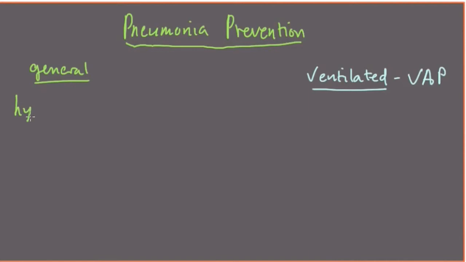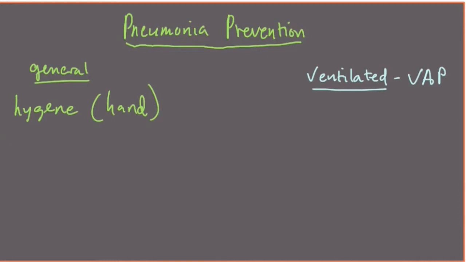First of all, general prevention of pneumonia. Like any other infectious process, the best way to prevent it is good hygiene, and especially hand hygiene: washing hands, being very diligent about washing your hands every interaction with your patient. And every person going into that room or entering that house, seeing the patient, should be washing their hands before and after patient contact.